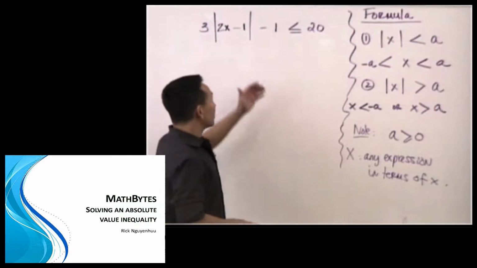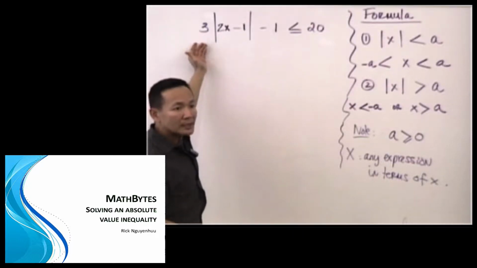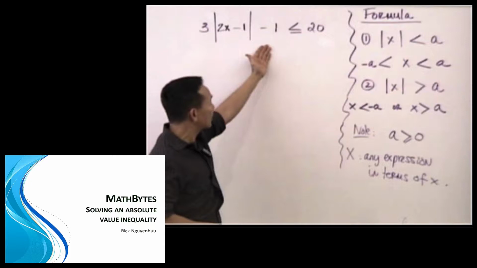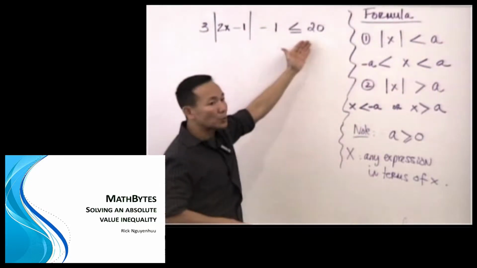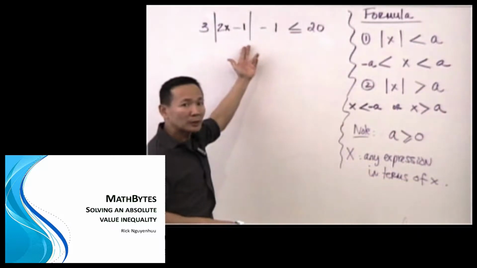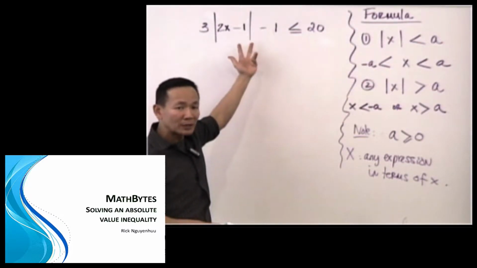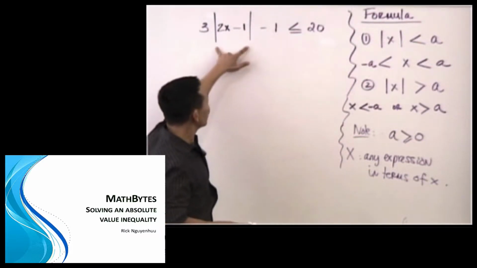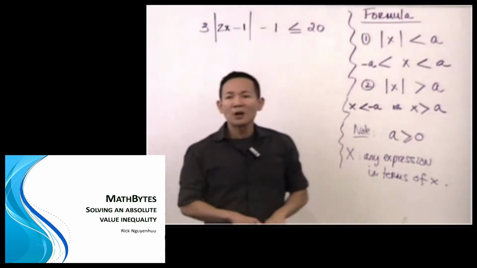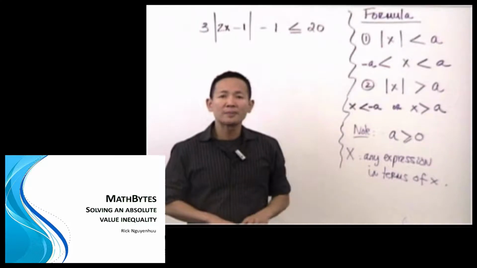So for this inequality, I have 3 times the absolute value of 2x minus 1, take away 1, is less than or equal to 20. If you want to solve for x, and remember x happens to be captured inside the absolute value sign here, we have to isolate this quantity by itself. The process of solving is very, very mechanical.